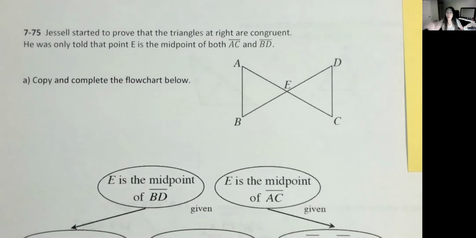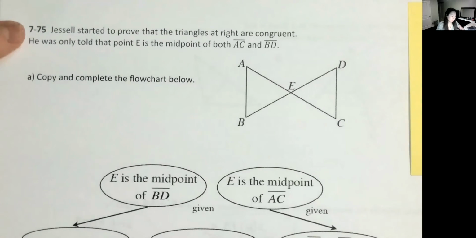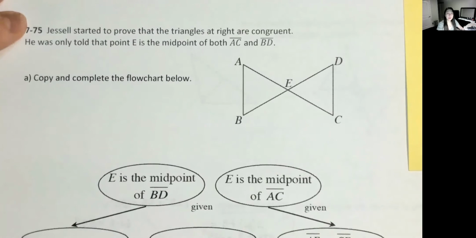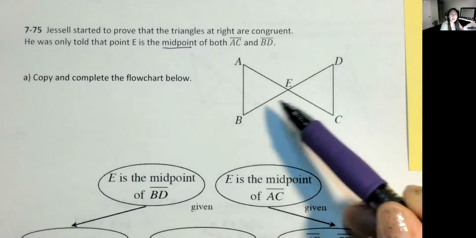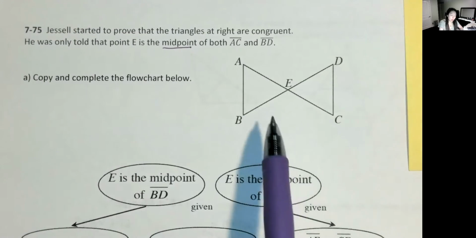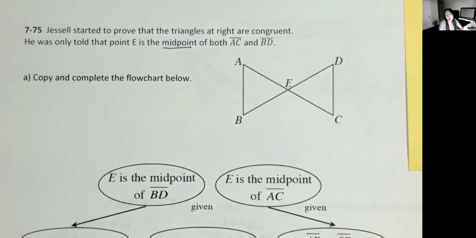All right, so I got one more review coming your way. So you might see it already here. I'm going to read the 75 and see what I'm going to be talking about in this one. It says, Giselle started to prove that the triangles at right, or the bottom, sorry, are congruent. He was only told that point E is the midpoint of both segment AC and BD. He's trying to prove that the triangles AEB, we can call it, and the other triangle are congruent.